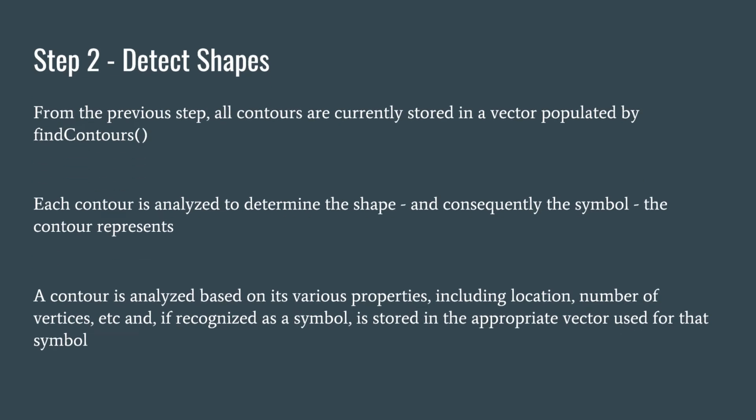The second step is to detect the shapes. From the previous step, all the contours are now currently stored inside a vector that was populated using the find contours method. Each contour is then analyzed to determine the shape, which is used to determine the symbol that the contour represents. Contours are then analyzed based on various properties, including location, number of vertices, and so on, and if it is recognized as a symbol, it is stored in the appropriate vector. Now on to step 3.